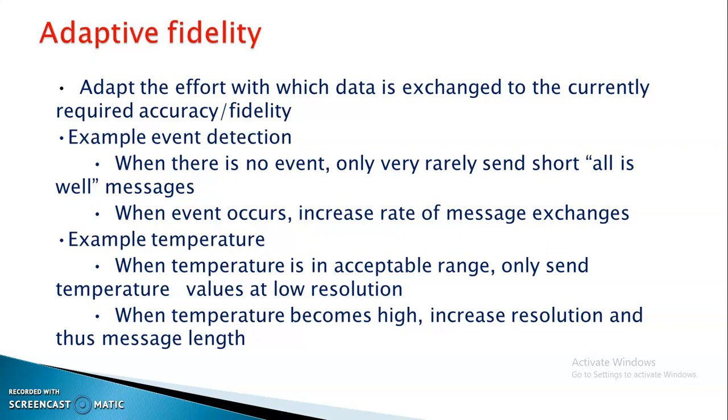So for the event, say I am measuring the parameter temperature. If the temperature is in the acceptable range, then we send the temperature value at a low resolution. If it goes high, then it will increase the resolution. Accordingly, the message will be given. So that is the adaptive nature of a particular application.